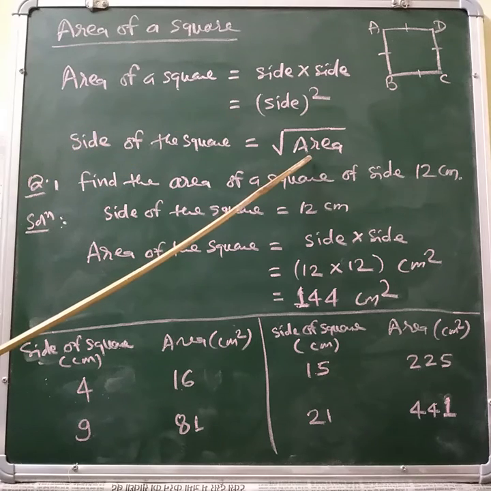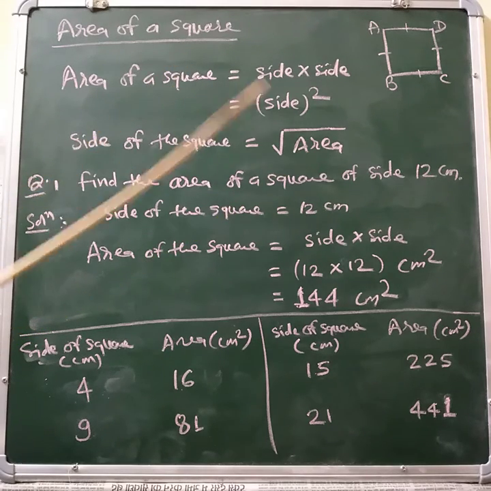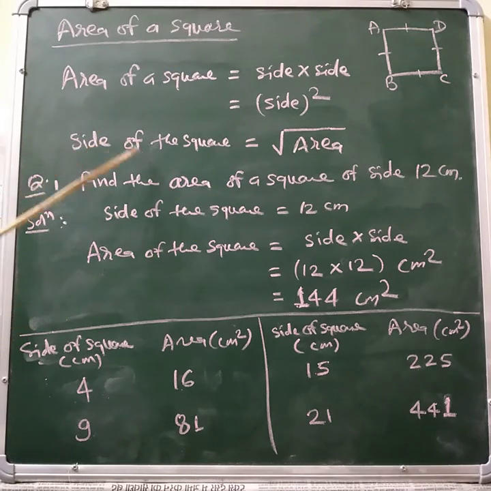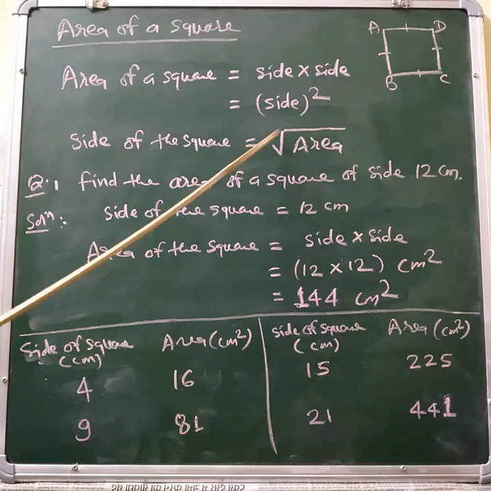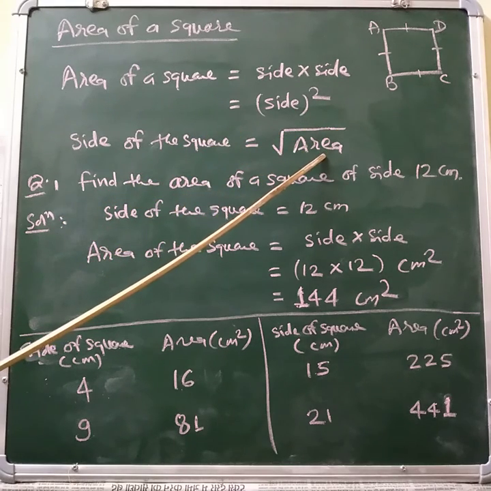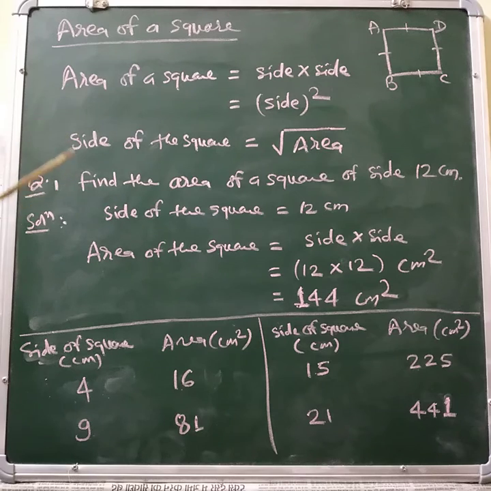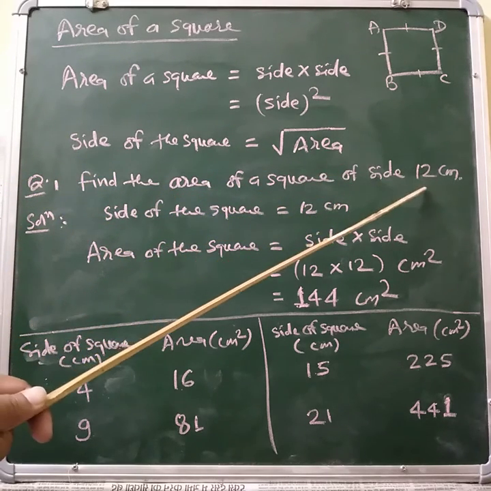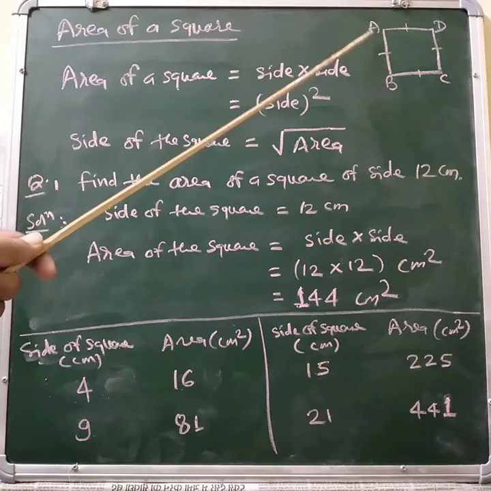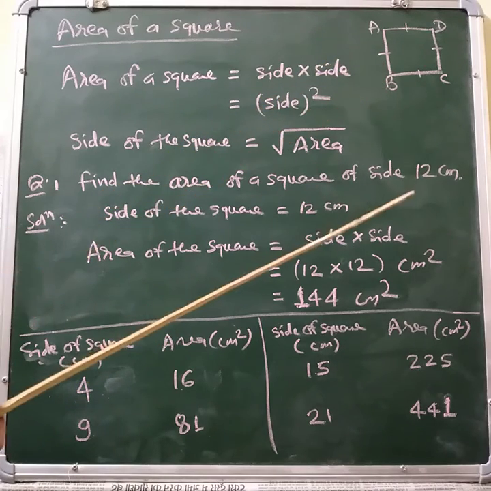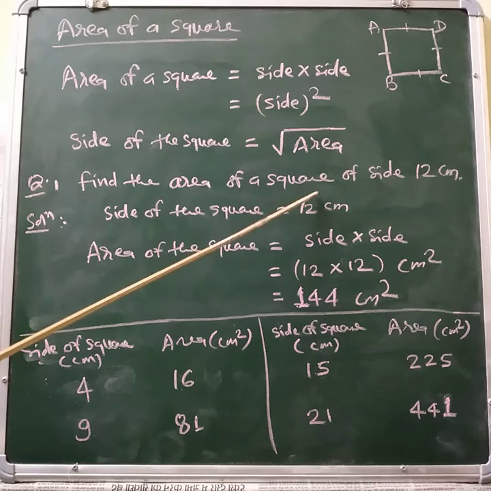If the area of a square is given, then how to find out the side? So the side of the square is equal to the square root of the area. Correct? Let us see some examples. Find the area of a square of side 12 centimeter. If the side of a square is 12 centimeter, then find out the area of the square.